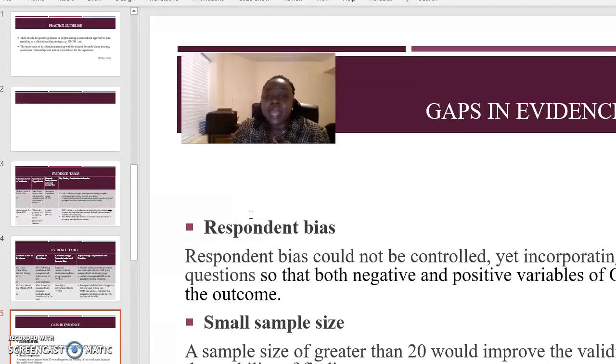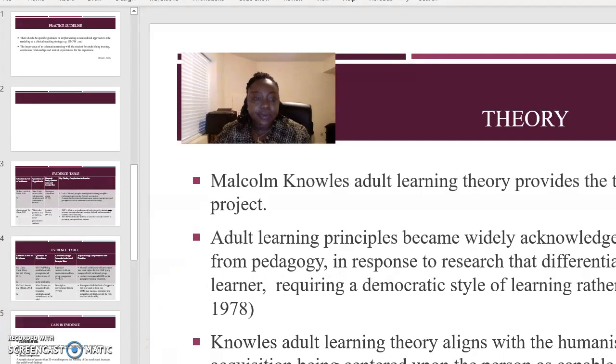There were some gaps in evidence. There is respondent bias, and the sample size was somewhat small. If we are able to get a bigger sample size, it's going to help us come out with better findings.